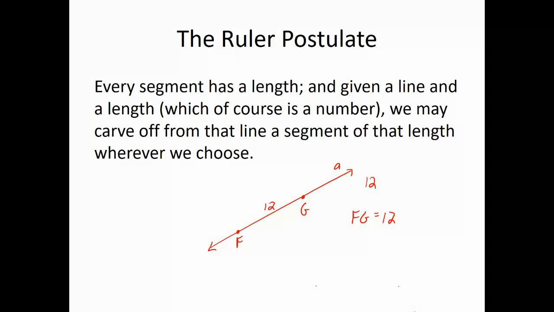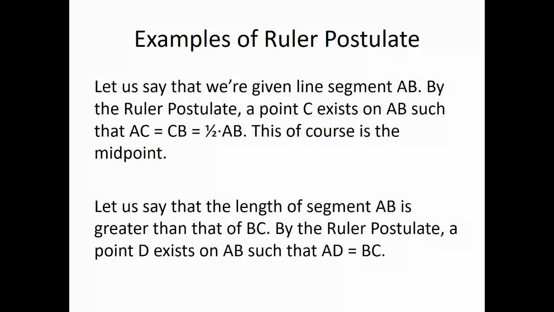So it says what should be very natural to you, that if we have enough length, and of course we would have enough length in the line, we can carve off whatever portion of that we want. All right, so here are other examples of the ruler postulates, ones that will be quite important to us.